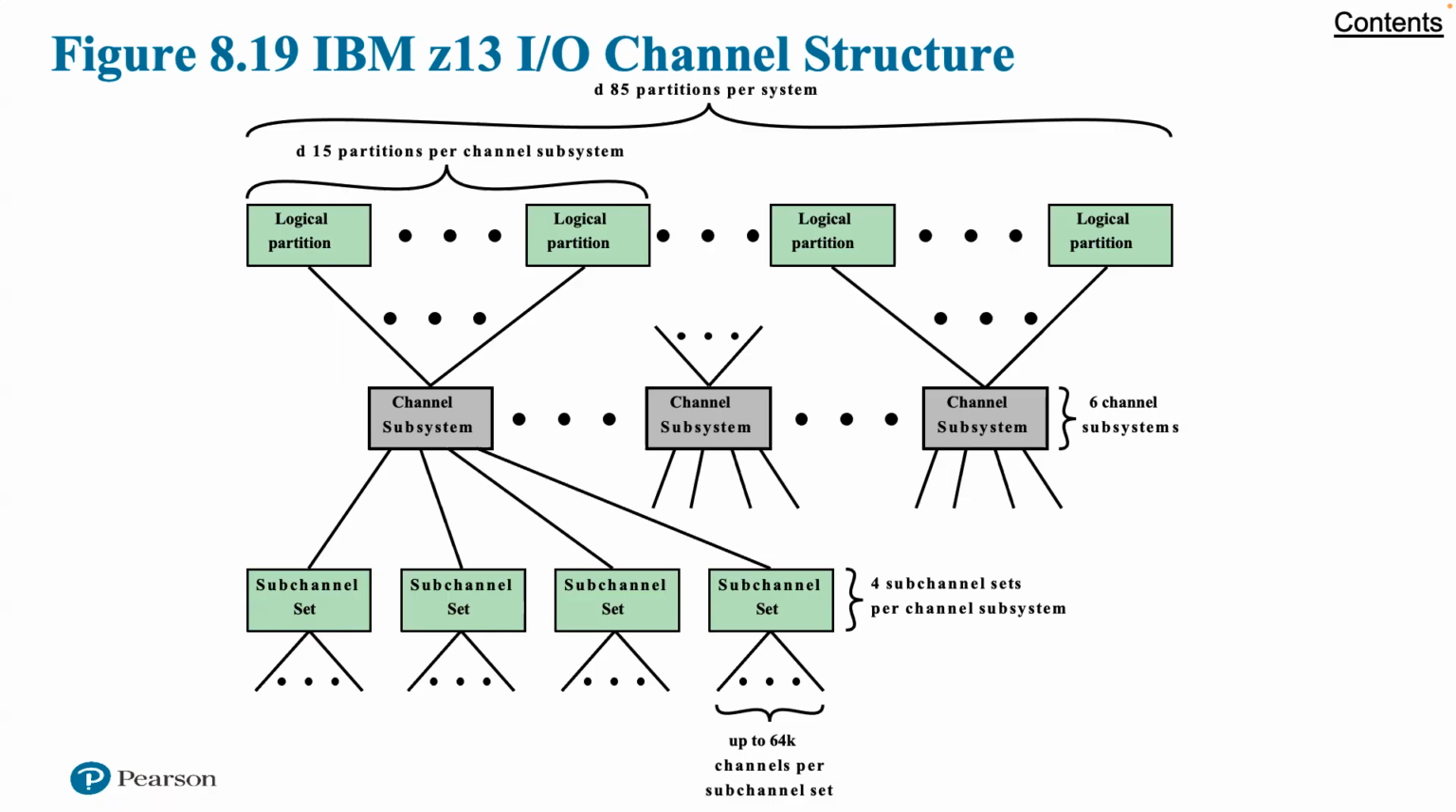Each CSS is made up of the following elements. The system assistant processor, SAP. The SAP is a core processor configured for I/O operation. Its role is to offload I/O operations and manage channels with the I/O operation queues. It relieves the other processors of all I/O tasks, allowing them to be dedicated to application logic.